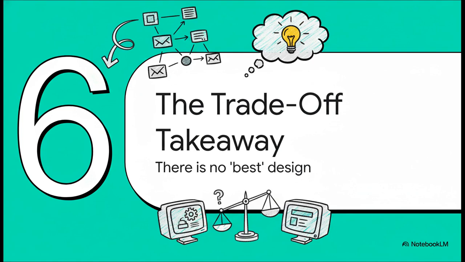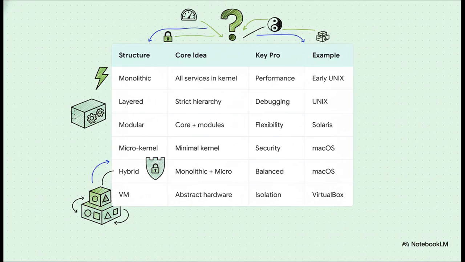So after this whole tour through decades of different designs, what's the big lesson here? What's the main takeaway? It really all comes down to this. There is no single best blueprint. There just isn't. It's all a series of trade-offs. This table right here is basically your cheat sheet for understanding those choices. Do you need absolute, no-compromise speed? A monolithic design is probably your best bet.